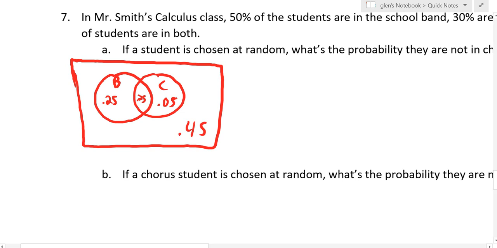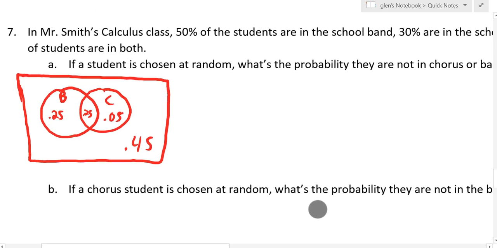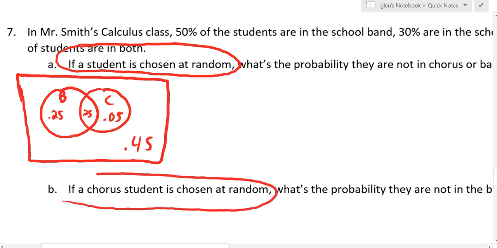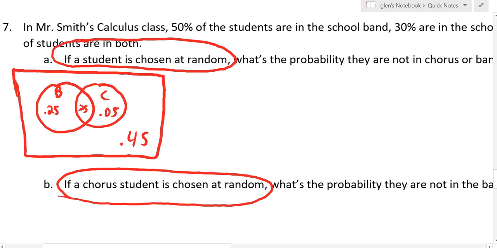0.05? Because 25% are in both, and 30% are in chorus total. So if 25% are in that middle thing, there's only 5% left to be in the chorus circle. Okay? Now, what matters for these questions is what our denominator is going to be here. So for instance, this says if a student, just in general, is chosen at random, versus question B, if a chorus student is chosen at random. It changes the group you're looking at. So for A, I'm just looking at the students in my entire class. I want to know what's the probability they're not in chorus or the band. Well, what number is that?